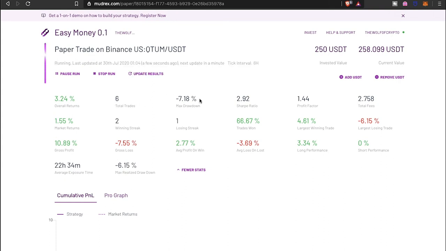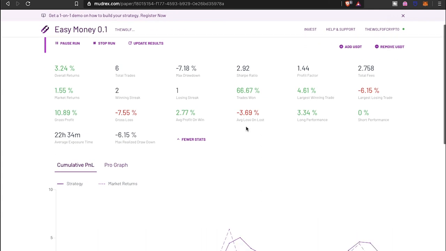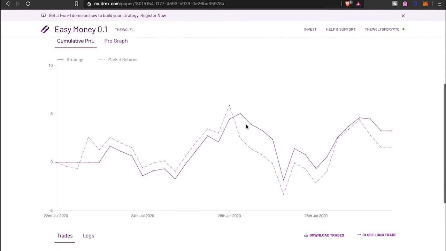But as you see, largest winning trade, 4.6, not too shabby. Average profit on win, 2.77, I could deal with that. And then the average loss, almost 3.7. So not too shabby so far, as you can look at the graph here, comparing strategy to market.